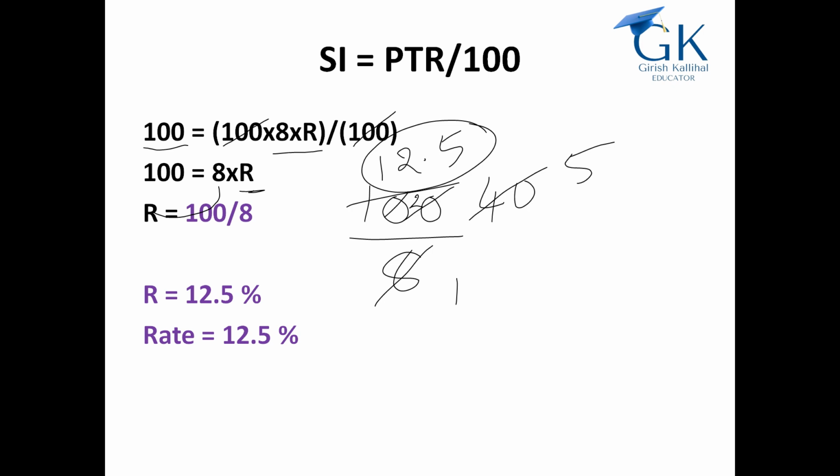So the rate of interest will be 12.5%, meaning at 12.5% simple interest in the 8 years, Suresh's principal amount will get doubled.